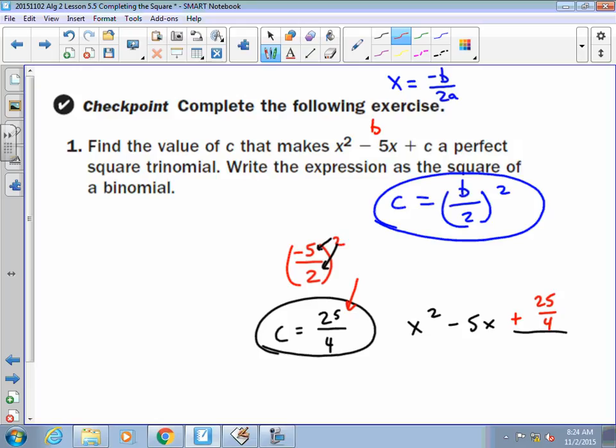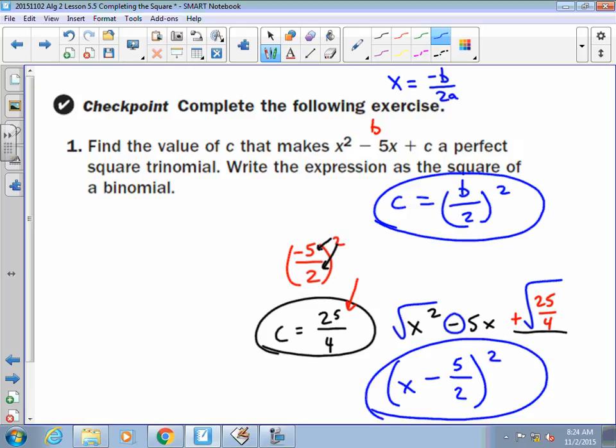And then the last part is to write it as the square of a binomial. So all you do with that one is take the square root of this, x, and the square root of this, that means the square root of 25, which is 5, and the square root of 4, which is 2. So 5 over 2. This binomial has minus in between them, and the entire thing is squared. So x minus 5 over 2 squared. That is the expression written as a square of a binomial.